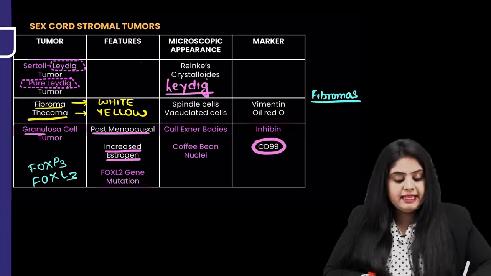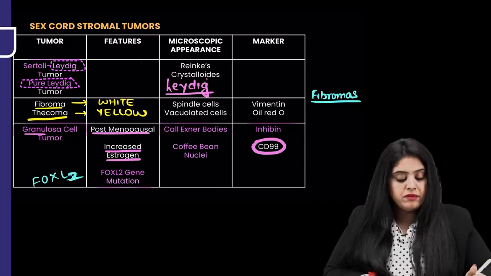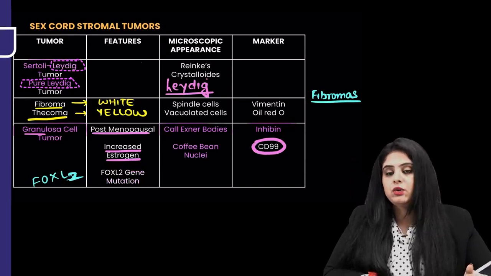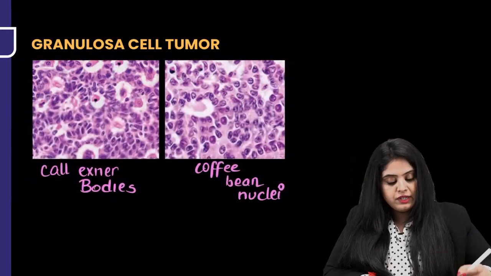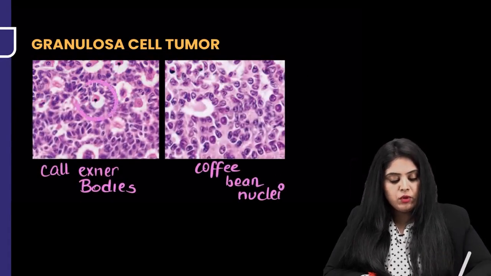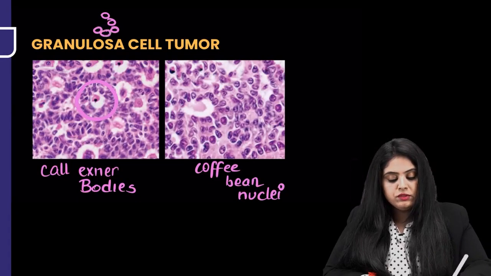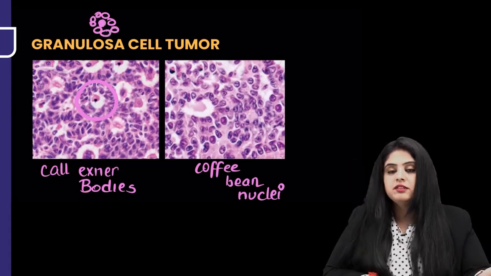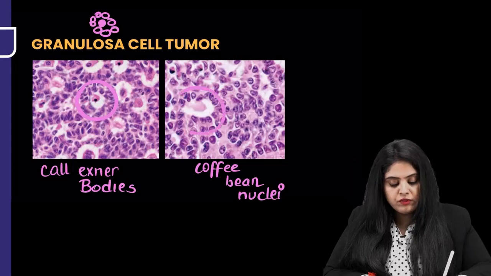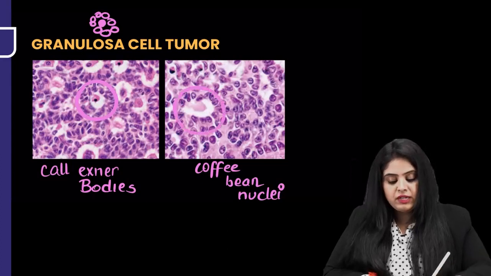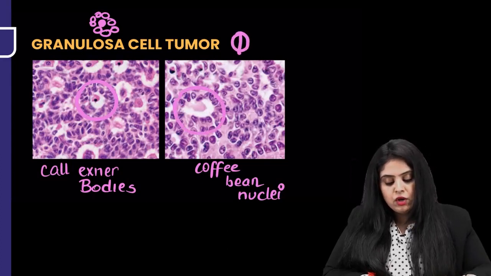So she's a fox lady, clever as a fox lady. So remember, FOXL2 is what you're going to mark over there. Okay? What did you see over here? Call-Exner bodies. These round bodies that you see with some pink material in the center are Call-Exner bodies. You can see one more over here also. These are Call-Exner bodies, and I've told you they're going to show you the coffee bean nucleus.